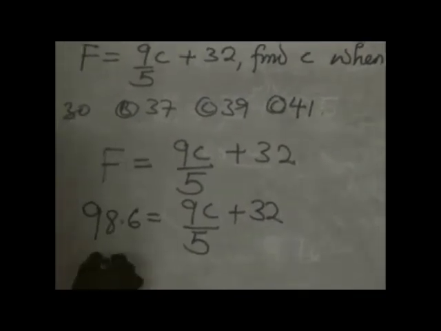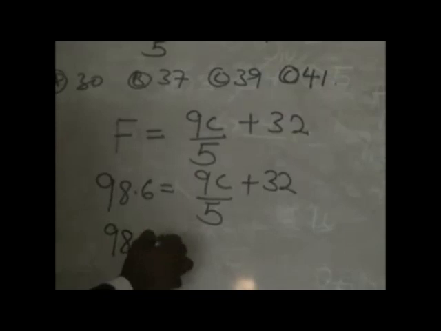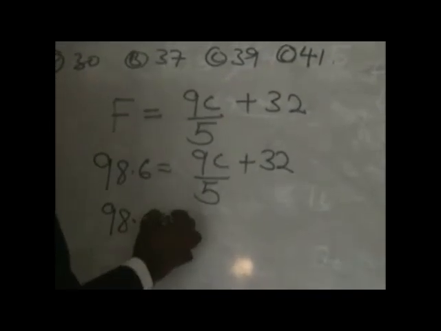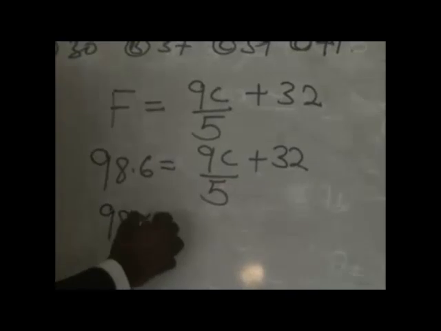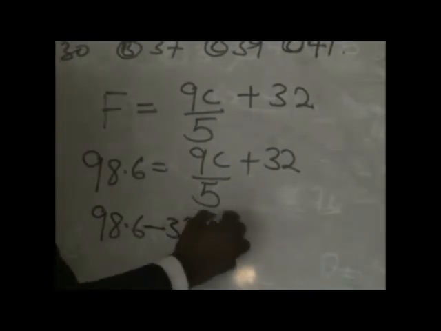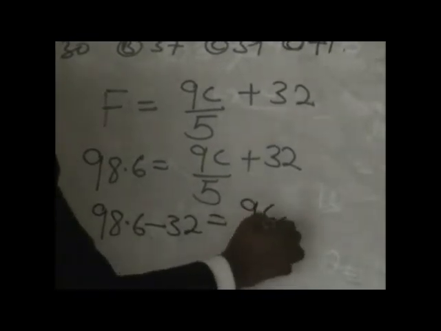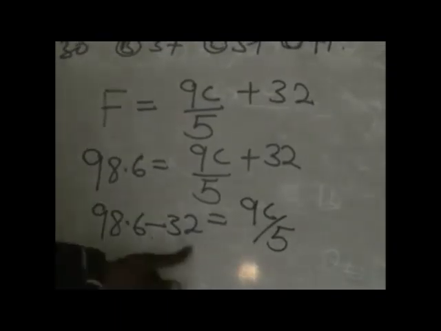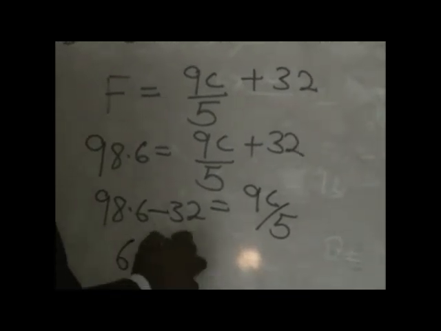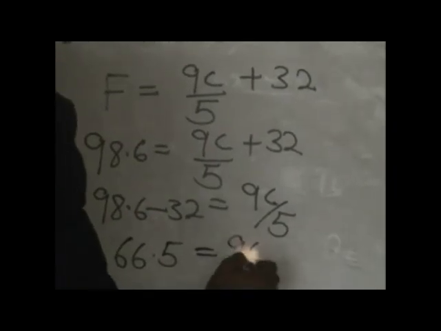So what we simply do is to collect like terms. It becomes 98.6 minus 32, because once a positive is crossing over, it changes to minus, equal to 9C over 5. Are you following, class? So what you simply do now is to say this minus this is going to give you 66.6, so 66.6 equals 9C over 5.